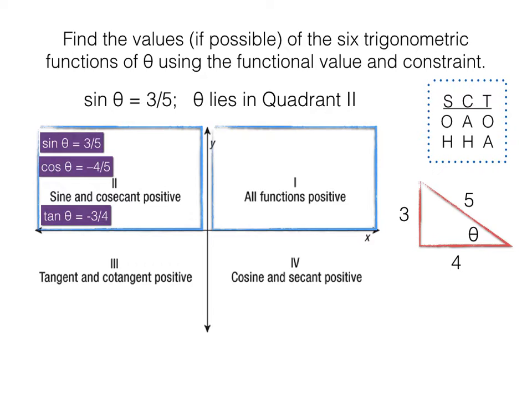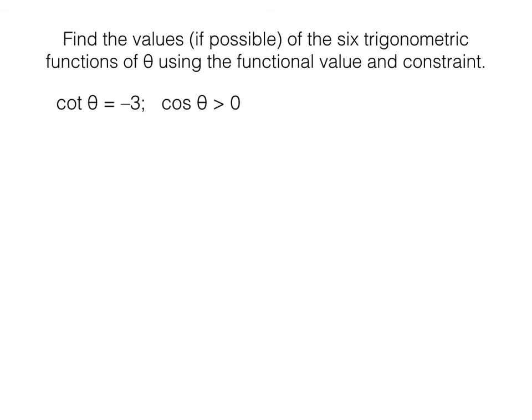Now let's do the reciprocal functions. The reciprocal of the sine is the cosecant, and we'll keep the positive sign. The reciprocal of cosine is secant, and the secant of theta is negative 5/4 here in this quadrant. The reciprocal of tangent is cotangent of theta, which equals negative 4/3. And we'll do one more example like that.